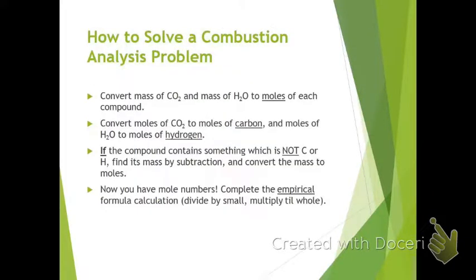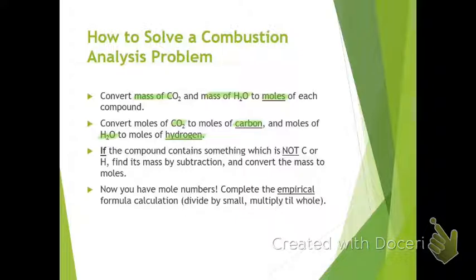Let's take a look at the steps needed to solve a combustion analysis problem. A combustion analysis problem is going to give you the mass of carbon dioxide formed and the mass of water formed. We need to take both of those and convert to moles. Once we've figured out how many moles of each are formed, we're going to figure out how many moles of carbon were in that CO2 and how many moles of hydrogen were in that water. That's going to tell us how many moles of carbon and how many moles of hydrogen were in our original hydrocarbon.